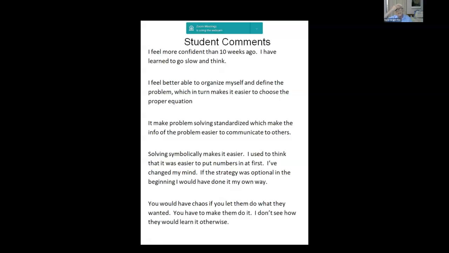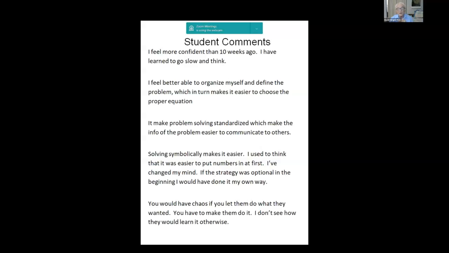Now, what were the student comments? I feel more confident than 10 weeks ago. I have learned to go slow and think. I feel better able to organize myself and define the problem, which in turn makes it easier to choose the proper equation. It makes problem solving standardized, which makes the info of the problem easier to communicate to others. And then one student said, solving symbolically makes it easier. I used to think it was easier to put numbers in at first. I've changed my mind.